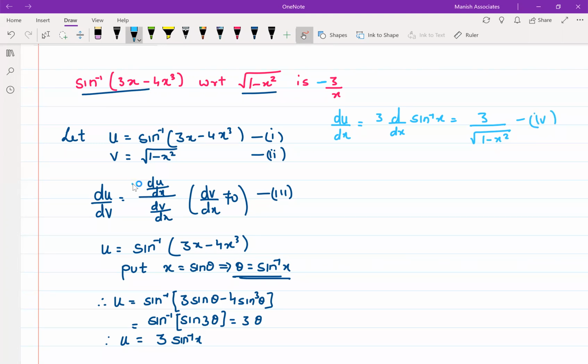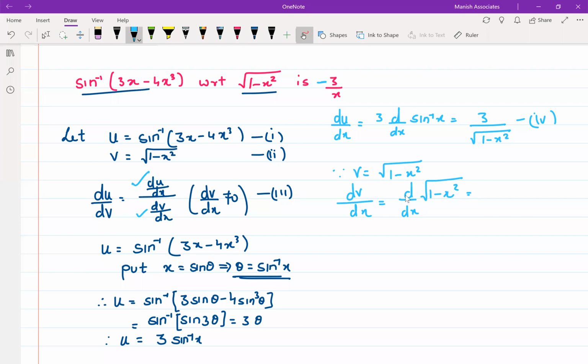अब हमारा du by dx ready हो गया. अब मुझे dv by dx निकालना है. I know that v is equal to root of 1 minus x square. So I know how to calculate dv by dx. dv by dx is nothing but d by dx of root of 1 minus x square.